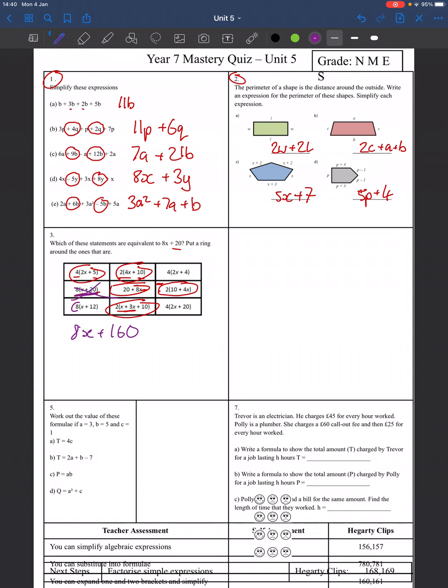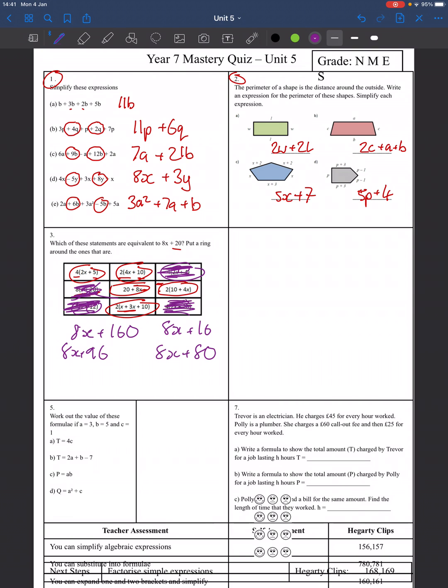8x plus 12. Well, 8 times 12 is going to be 96. So this would multiply out to 8x plus 96. So that's not one either. 4 times 2x plus 4. So this one here. 4 times 2x is 8x. That's correct. But 4 times 4 is 16. So that's not right. Lastly, you've got this one. These two terms will multiply out to 8x, but 4 times 20 is 80, and so that one is not one either. So you do have to be fairly careful.